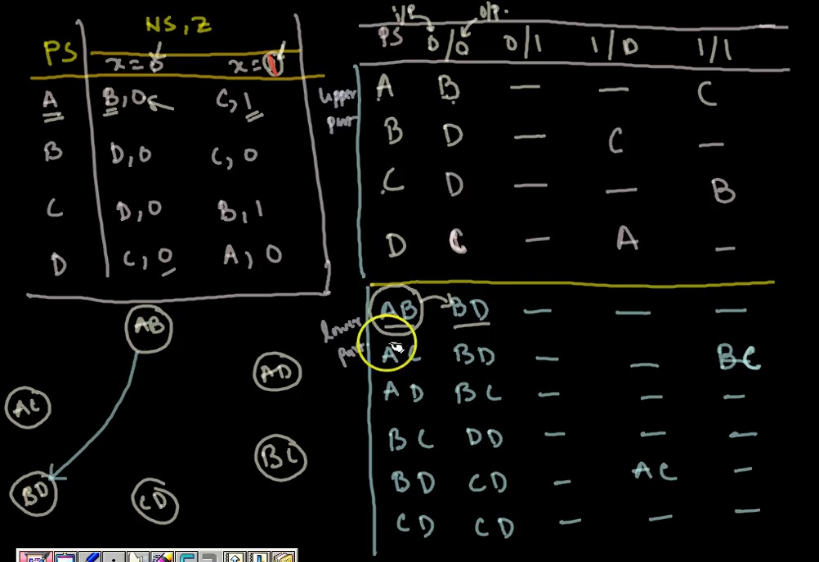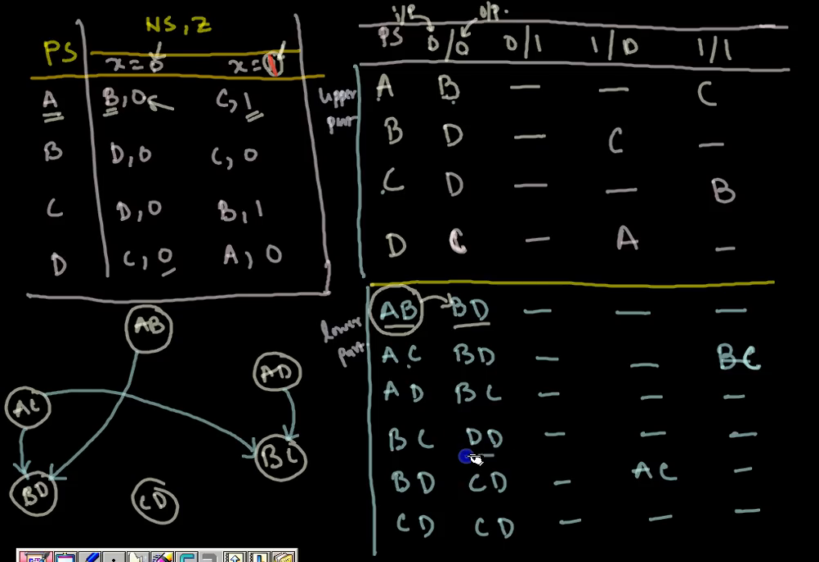Now again, from this testing table, AC arrow BD should be there. So AC arrow BD is an arc, and AC arrow BC will be another arc. Then AD arrow BC is going to be another arc.